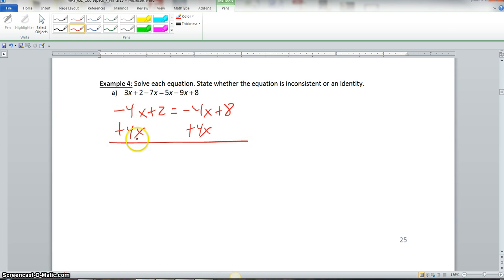Now, negative 4x plus 4x is 0, plus 2 is 2. And that's equal to negative 4x plus 4x is 0, plus 8 is 8. And we know 2 is not equal to 8. So it's no solution and inconsistent.